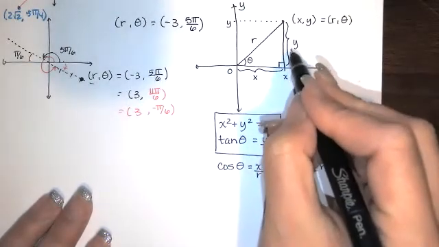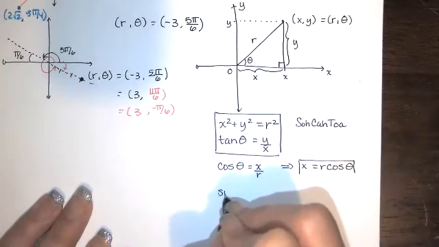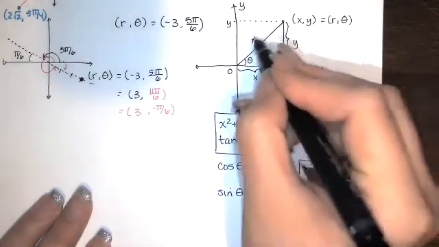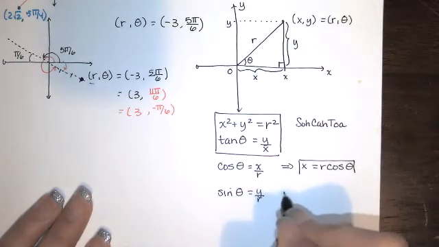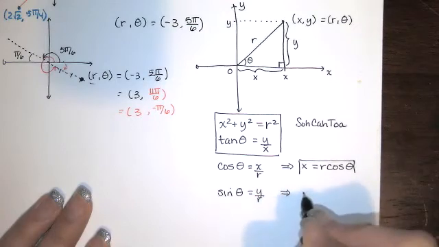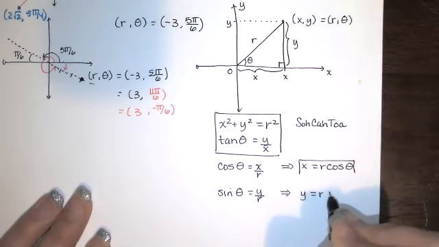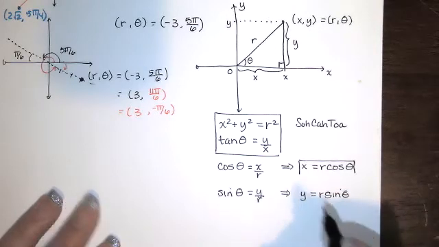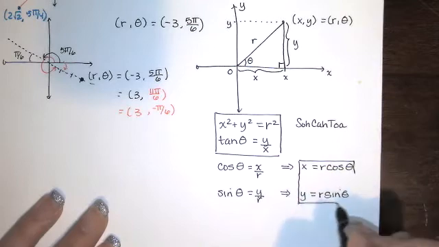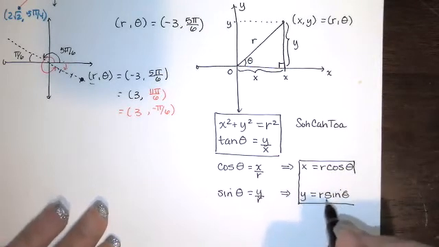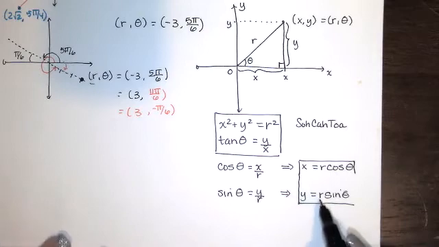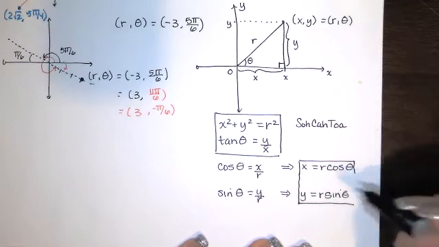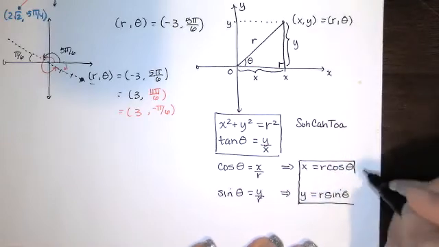And similarly, y is opposite theta, so we can use the sine function. Sine is opposite over hypotenuse, so that's y over r. And if I multiply both sides of that equation by r, I get this coordinate conversion formula. The opposite side is the hypotenuse times the sine. Sine involves the opposite, so the opposite side is hypotenuse times sine. The cosine of theta formula involves the adjacent side, so the adjacent side is the hypotenuse times cosine.